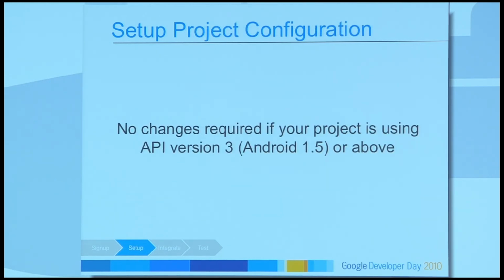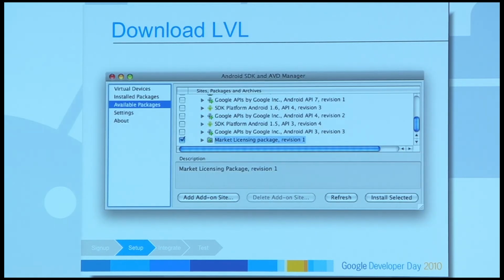For project configuration, there's no need to change anything if your project is already using Android 1.5 version 3 or above. If for any reason you are not using this, it's time to upgrade. For downloading the licensing library, again, it's conveniently available through the Android SDK Manager under the name Market Licensing Package.